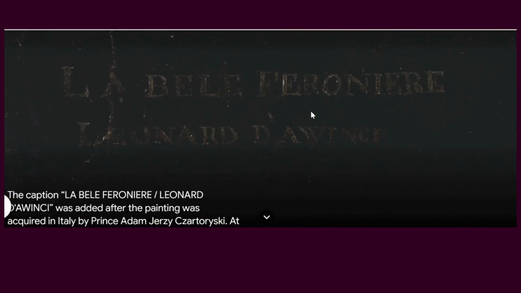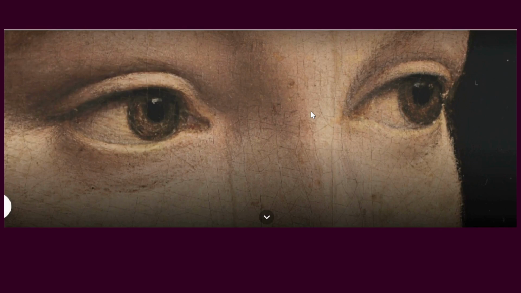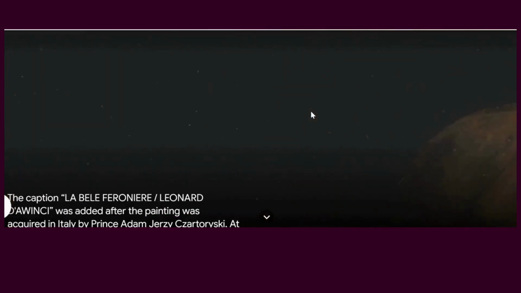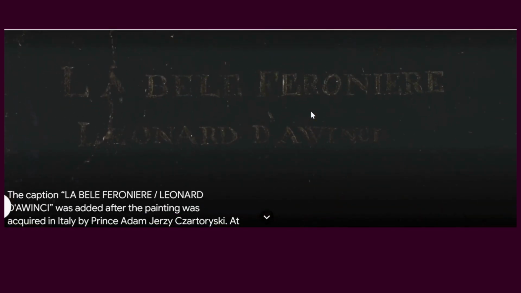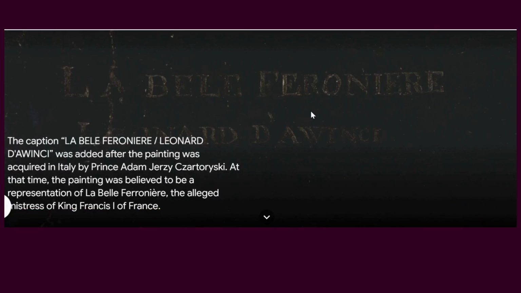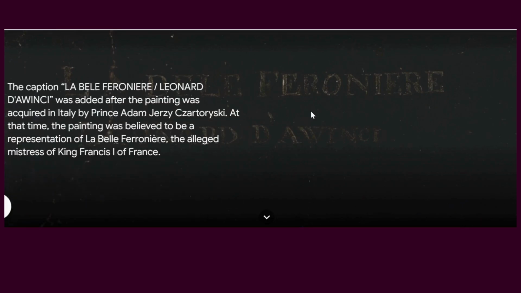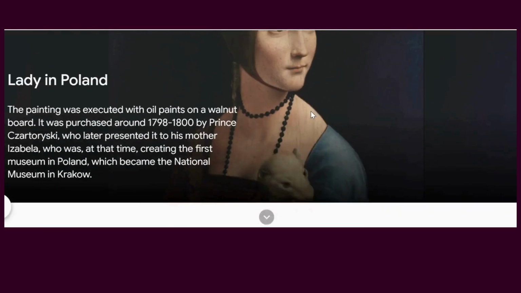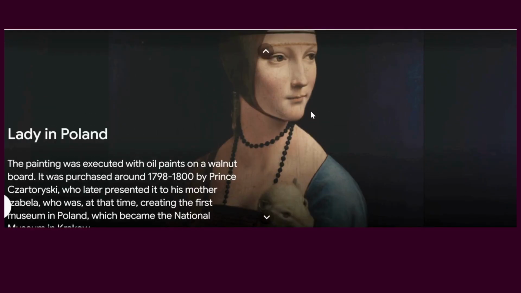Marek Rostworski. The background of the painting was originally dark grey. During a 19th century renovation, it was covered in black paint. The caption La Belle Ferronnière / Leonardo da Vinci was added after the painting was acquired in Italy by Prince Adam Jerzy Czartoryski. At that time, the painting was believed to be a representation of La Belle Ferronnière, the alleged mistress of King Francis I of France.